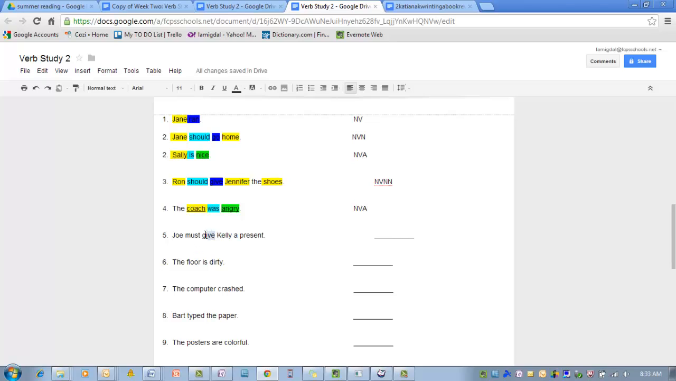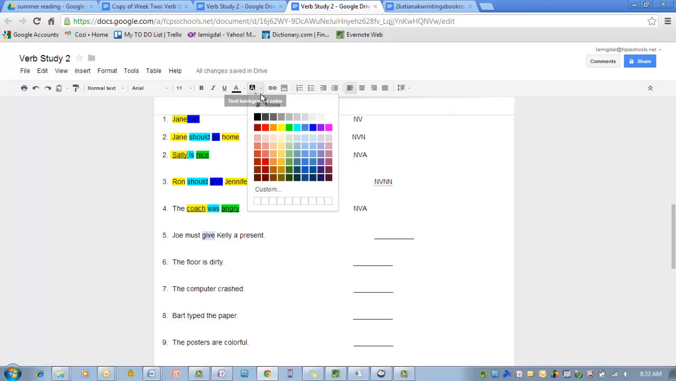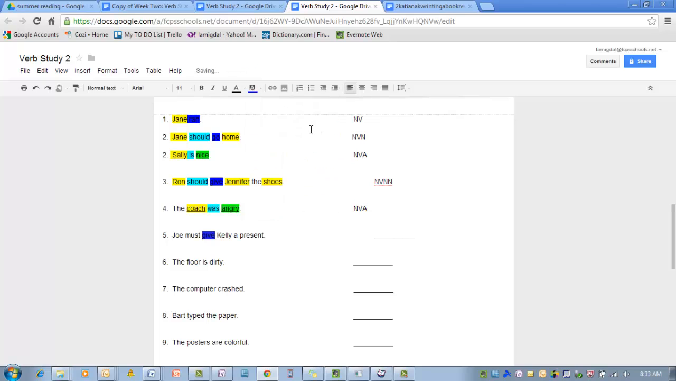I see my action here, which is "give," so I'm going to make that dark blue. Then I go to find my verb, and I've got two words here. Oh, here's one of those funny words that I can't really explain: "must." That is a helping verb, right? So we're going to make that light blue. "Must give" is my verb.